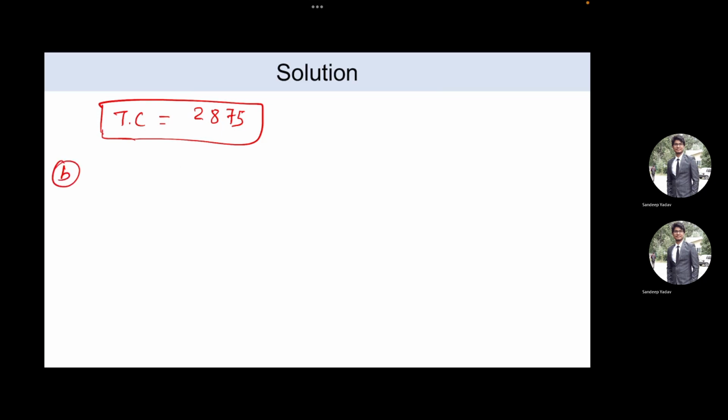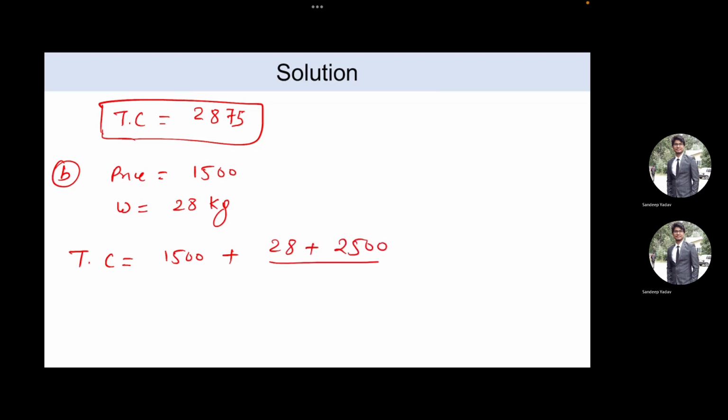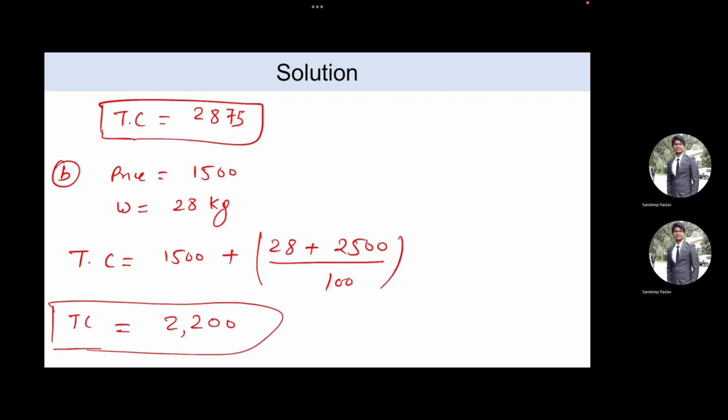Similarly, for the aluminum frame, if we calculate, the price given is 1500 rupees and weight is 28 kg. So the total cost will be 1500 plus 28 into 2500 divided by 100. That will be around 2200 rupees. That was for steel.